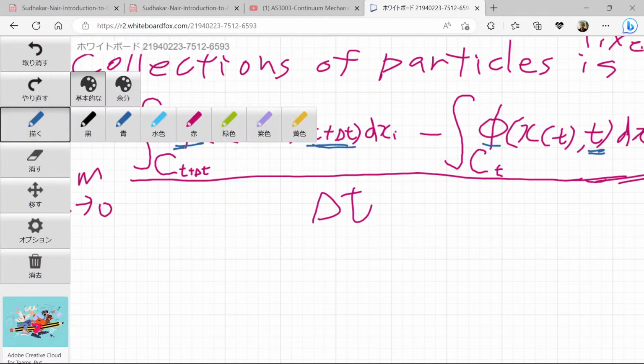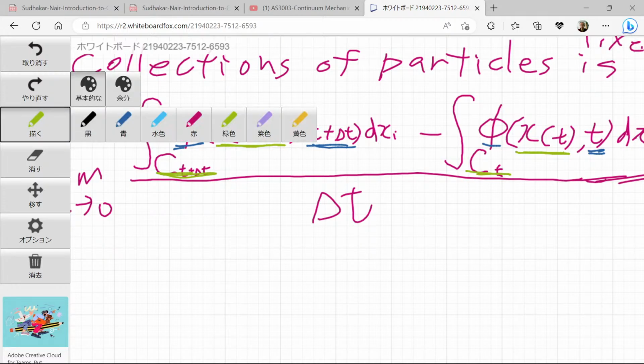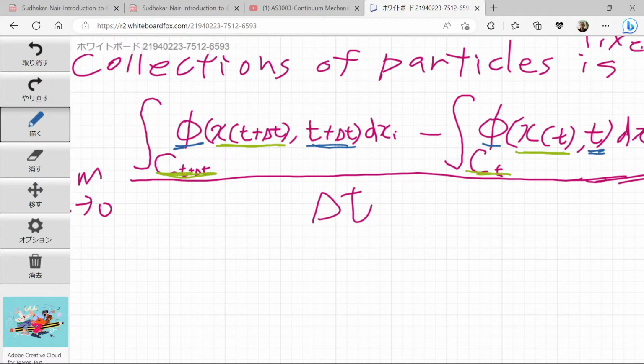Then x is also time dependent, and the contour is also time dependent, right? Everything is time dependent. Then what is fixed is the particles, all members of particles. Let's see. Many particles.